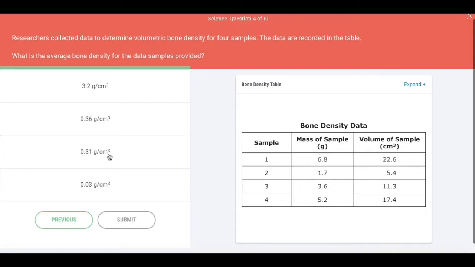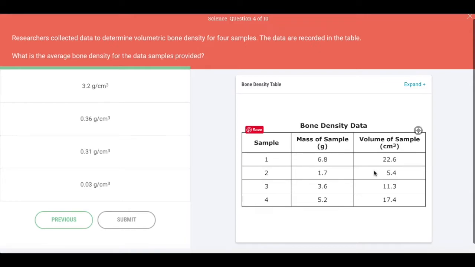So if you don't know the formula for how to calculate density, which I'm going to show you in a minute, and you don't want to memorize that, you don't necessarily need it to get the question right, because just by saying grams over centimeters cubed, hopefully that tells you that to get density, you're going to take the grams and divide it by the volume of the sample. For each sample here, you're going to do 6.8 divided by 22.6 or whatever the mass is. So you take the mass and divide it by the volume for each sample. That's going to give you the density for each sample.